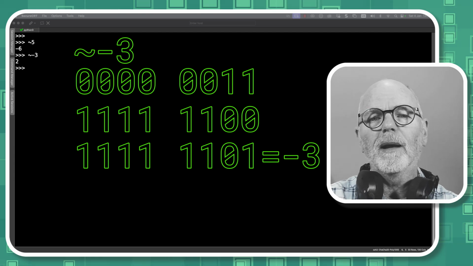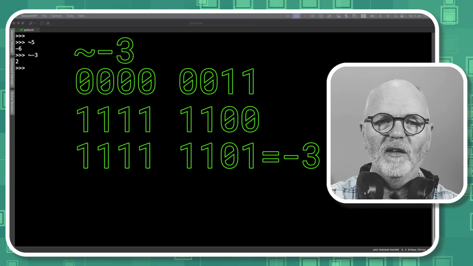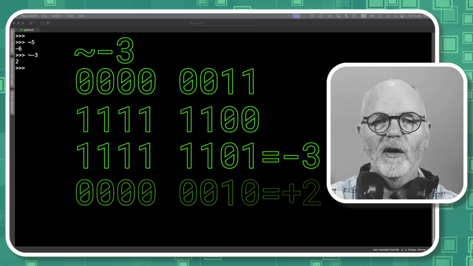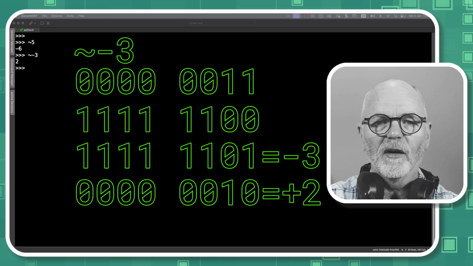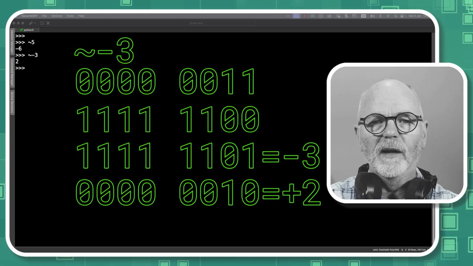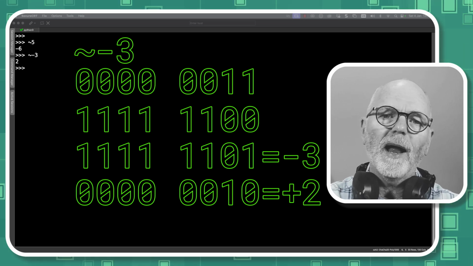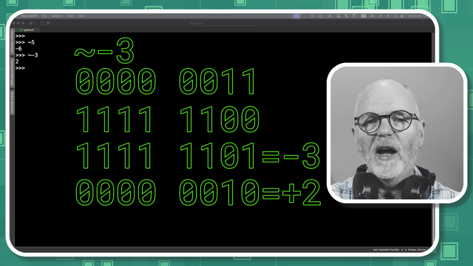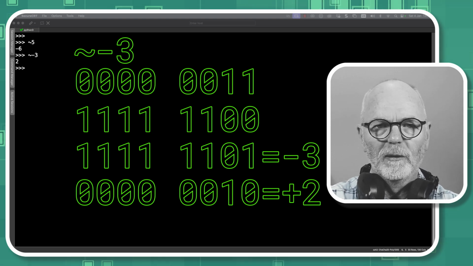We need to then apply our not operation to this. So we flip our bits and we get 0, 0, 0, 0, 0, 0, 1, 0. And we don't have to worry about doing anything else to this now. This is our positive 2.